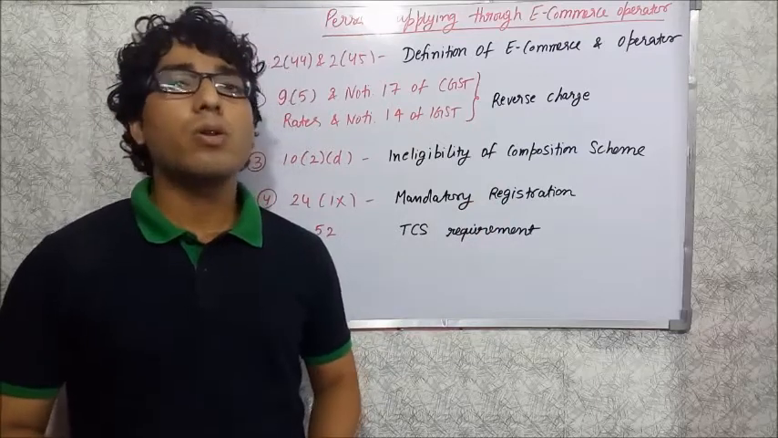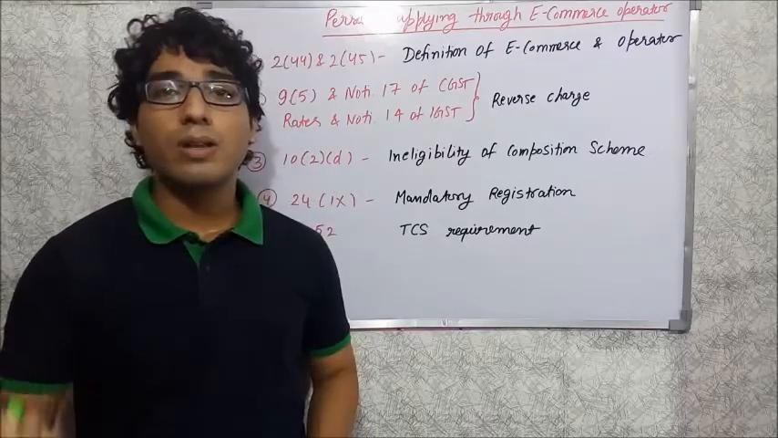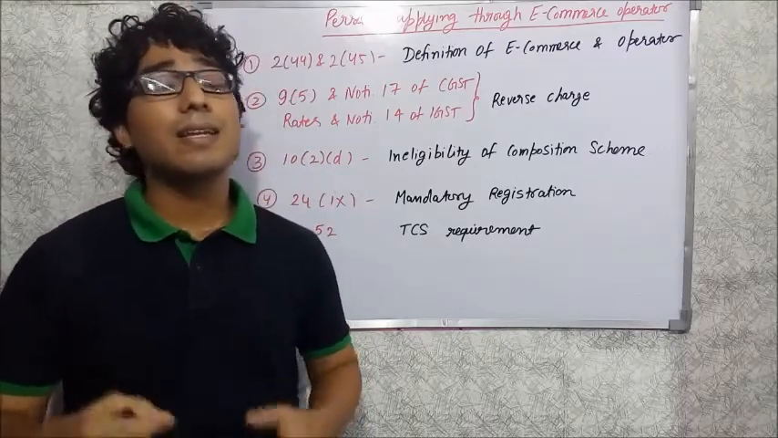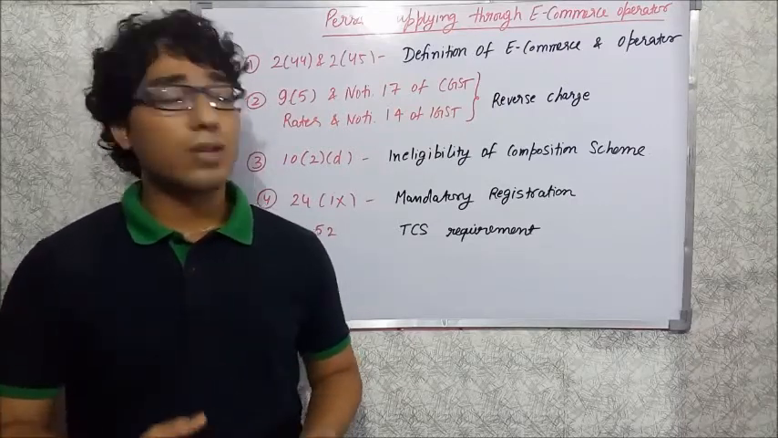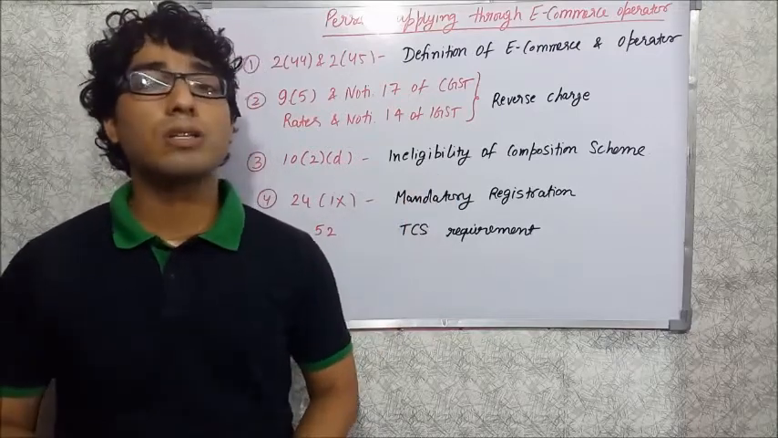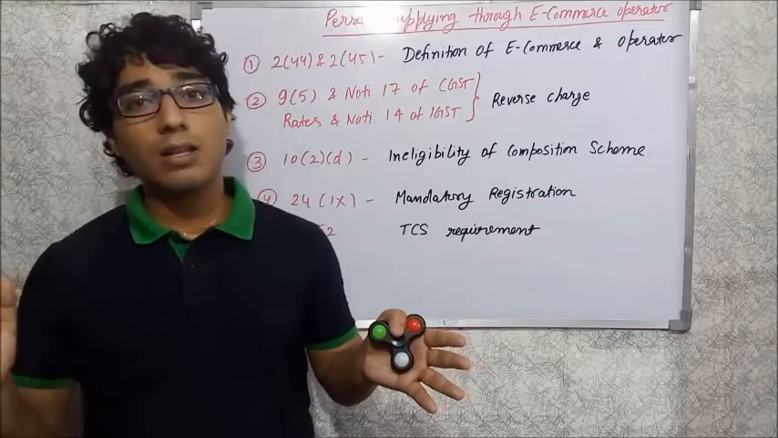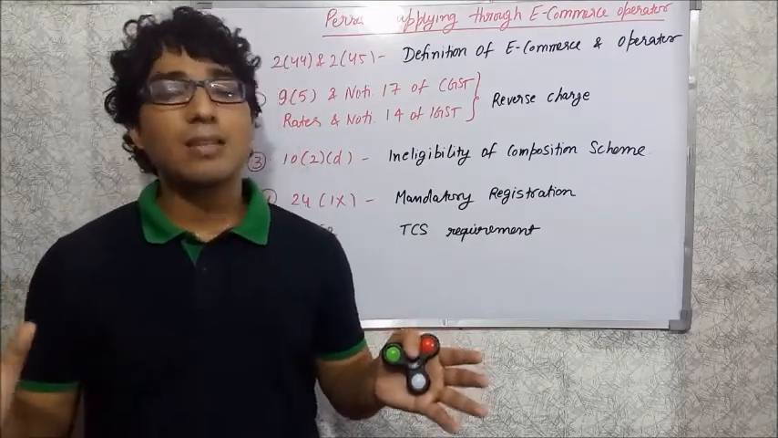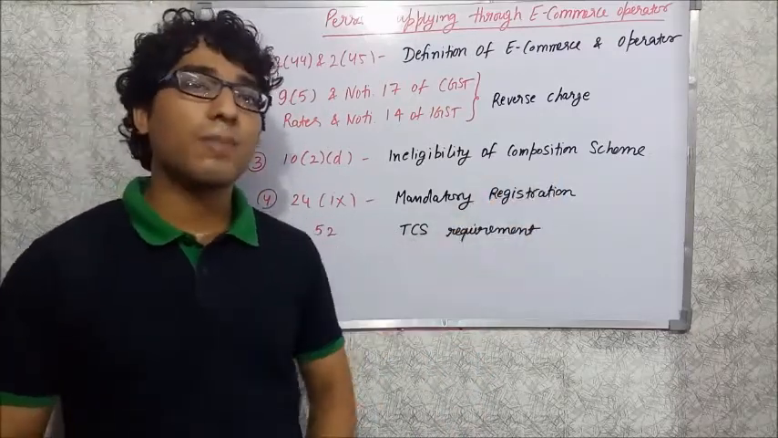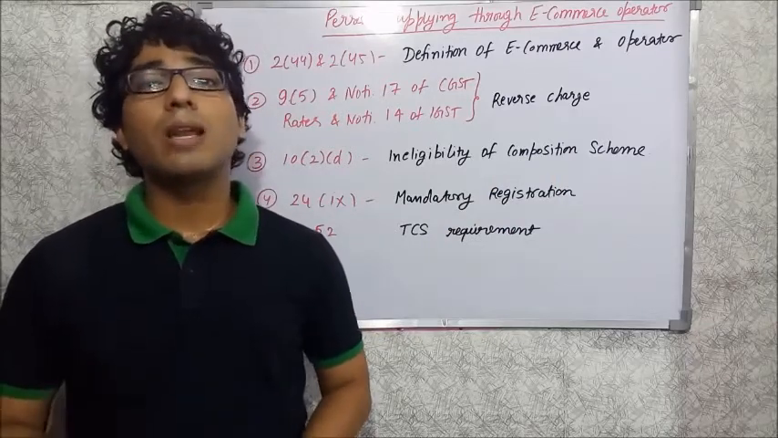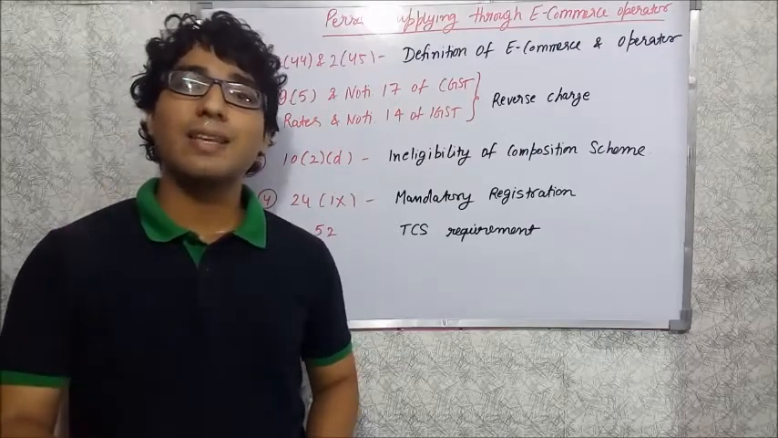Why can you not avail the composition scheme? Because in those cases the electronic commerce operator will have to collect TCS, and you know that the credit of TCS will be available to you. And we know that if you opt for the composition scheme, you cannot take the credit, so there would be a contradiction: you cannot take the credit in one case, and in another case you can take the credit as per the TCS provision. Therefore they are out of the composition scheme if you are supplying goods through the electronic commerce operator, and the electronic commerce operator is required to collect TCS on those transactions.